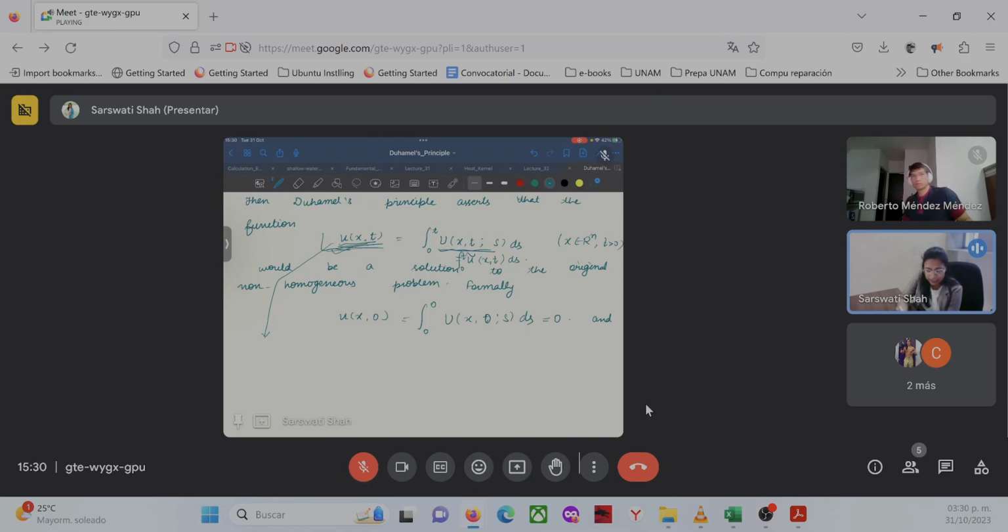It should satisfy that the derivative of u with respect to t minus the Laplacian of u should be equal to f(x,t). So let's see whether it is satisfying or not, because it is giving us the initial data. Initial data is satisfied. We are getting a constant initial data, isn't it?